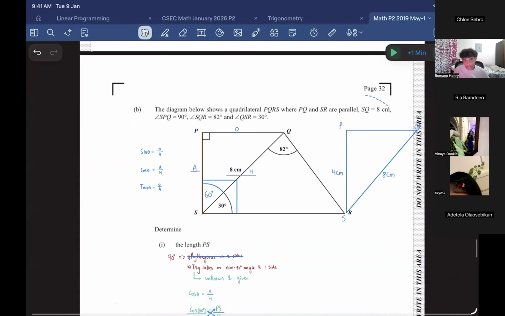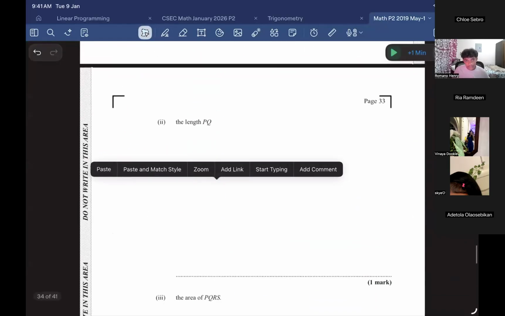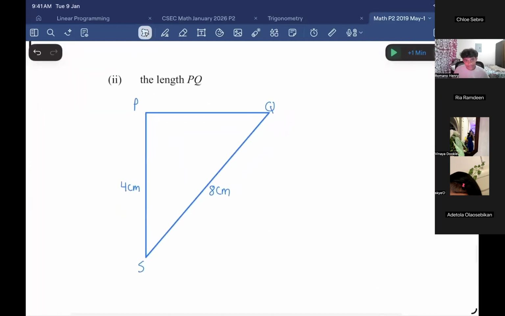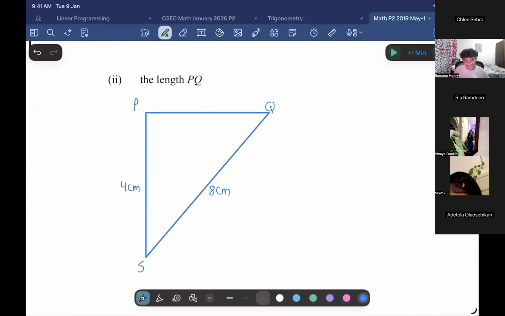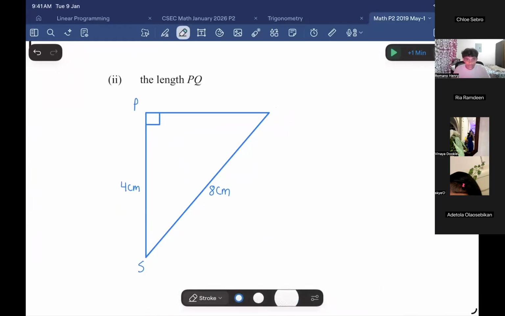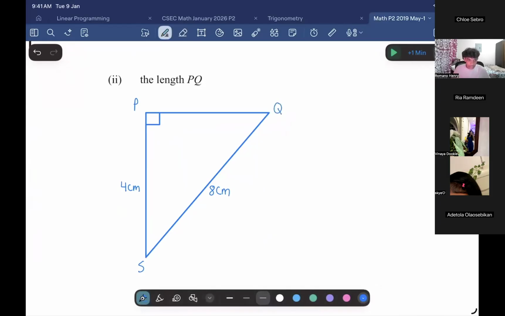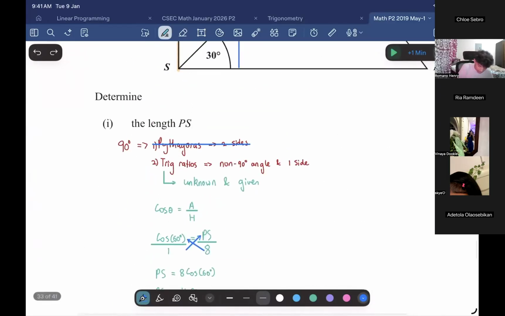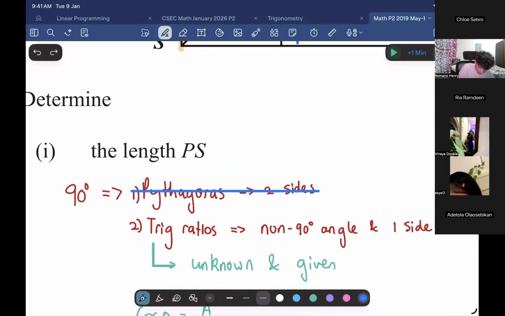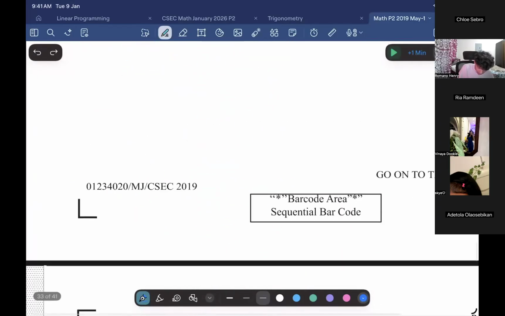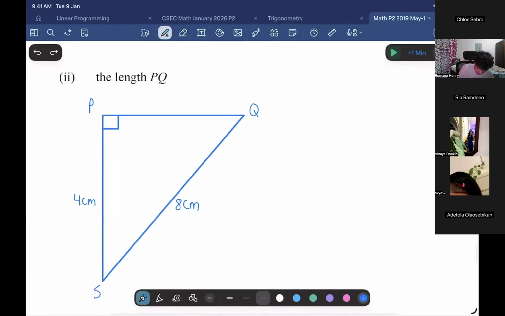And now they want me to find length PQ, right? I have two sides and it's a right angle triangle. What to do? Pythagoras theorem, sir. Exactly. Do you understand why we're picking Pythagoras theorem to find PQ? Yes, sir. I'm picking that because Pythagoras theorem demands two sides. I have two sides, so I could use Pythagoras theorem.